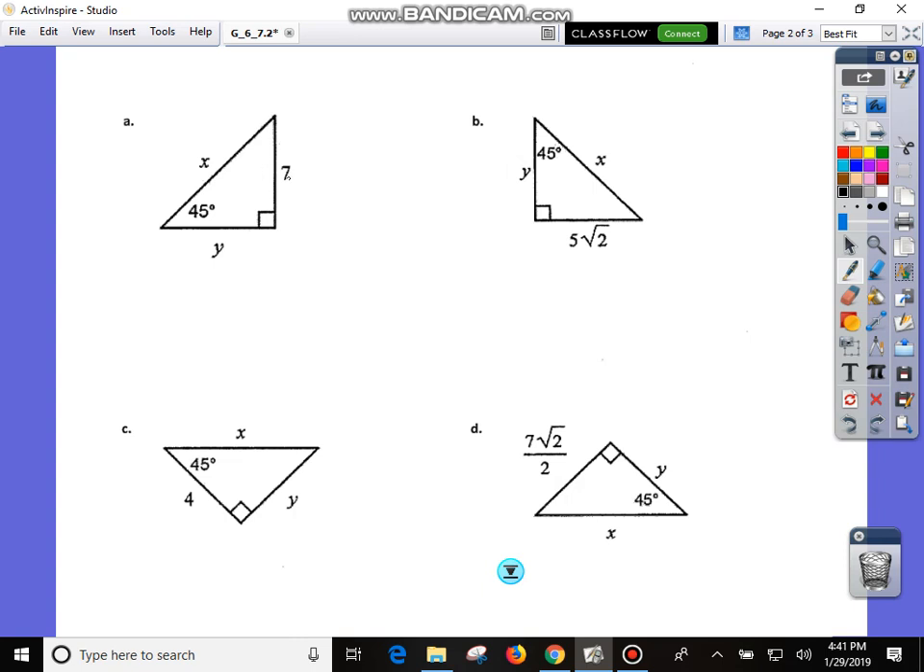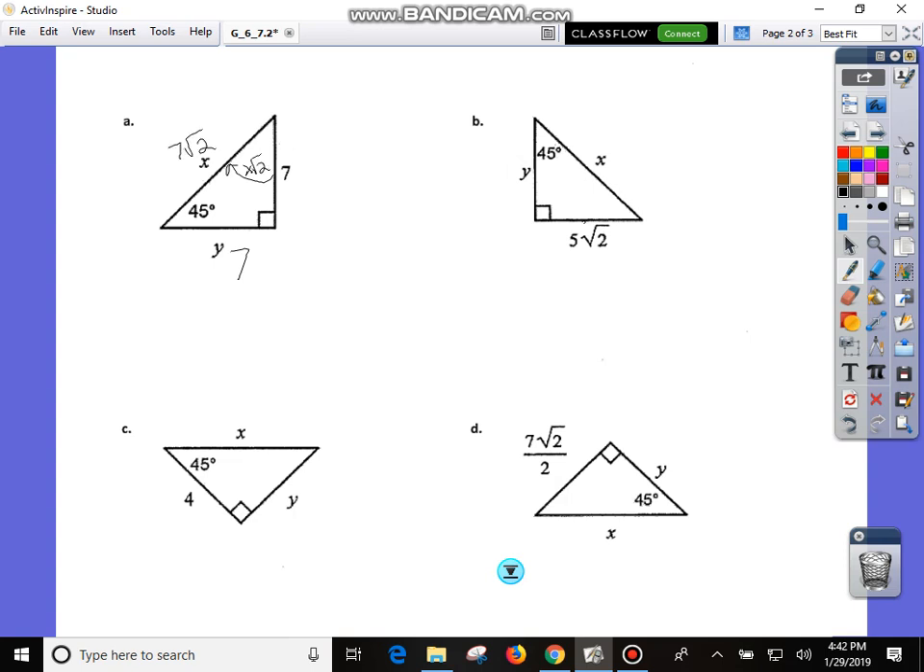So the first one that we have, we are given one of the legs. So remember, the easiest thing in this is that the two legs are the same. So this is 7. Make that easy on yourself. To go from one of the legs to the hypotenuse, you just multiply by root 2. So in this one, it's just simply 7 root 2.